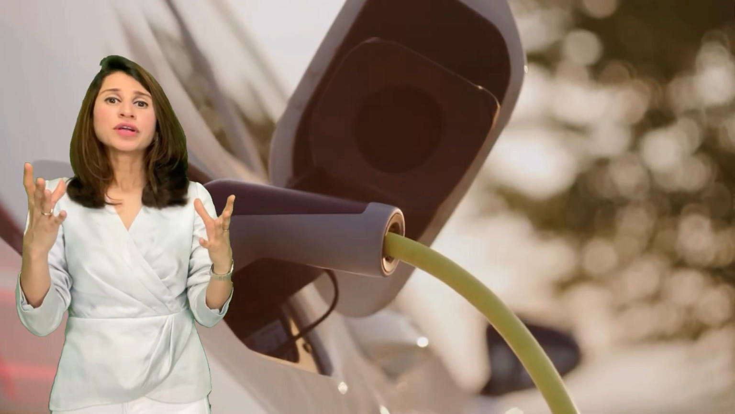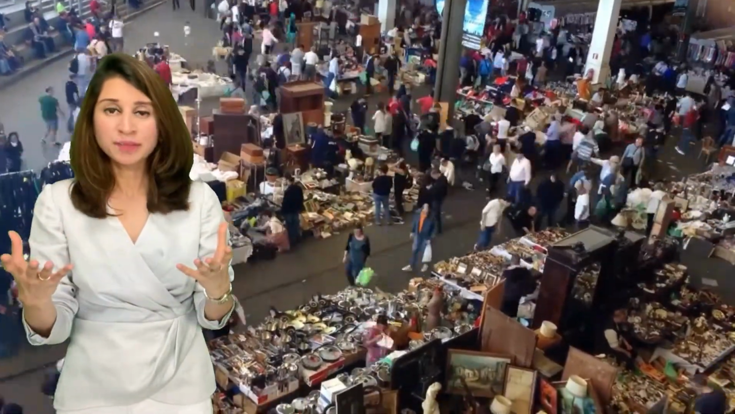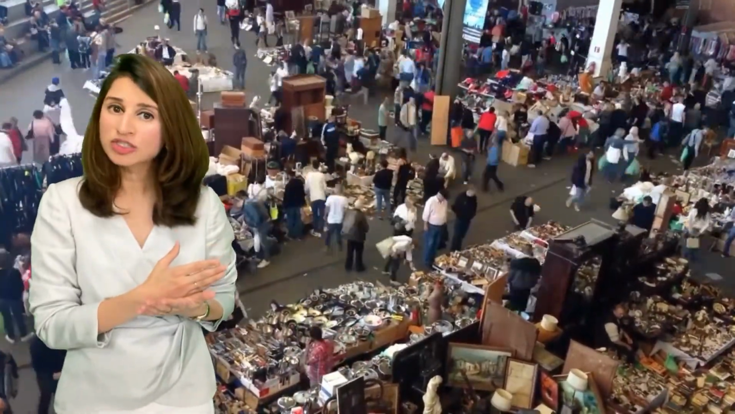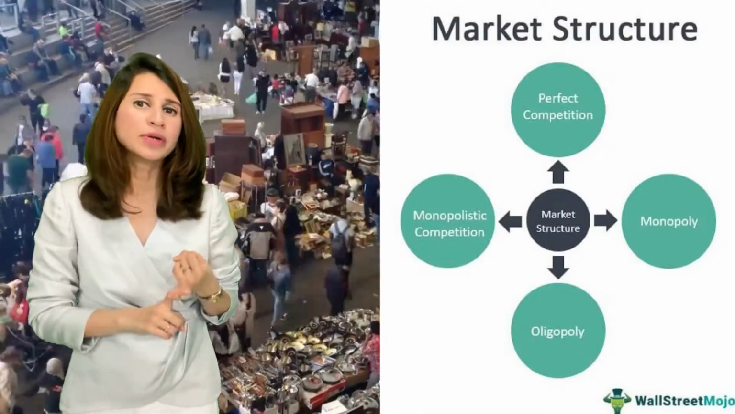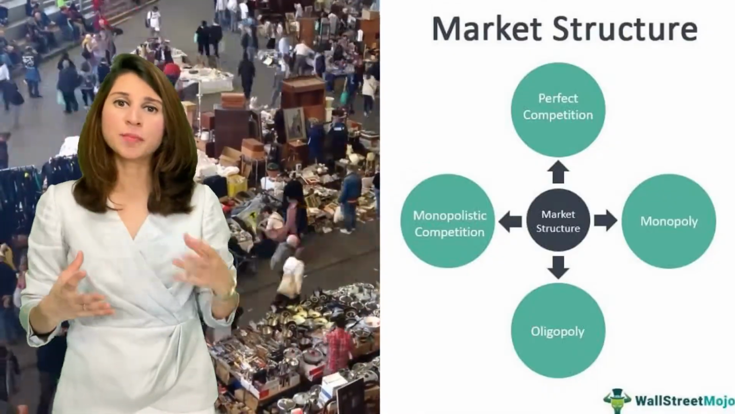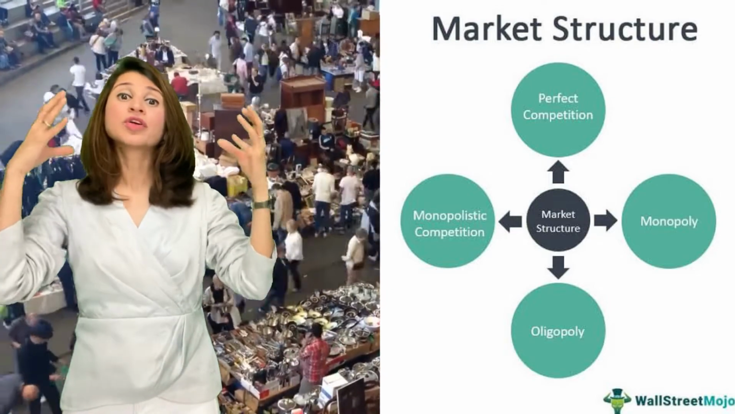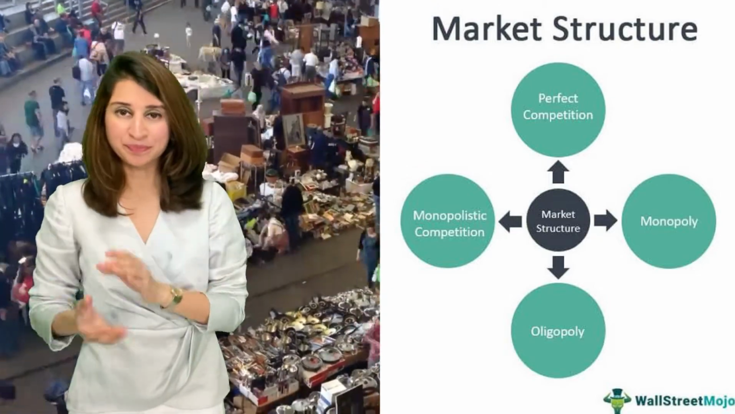Now, if you're exploring a topic on the market structures, talk about the different types of market structures, namely monopoly, oligopoly, monopolistic competition, perfect competition, and how your industry fits each one of them.